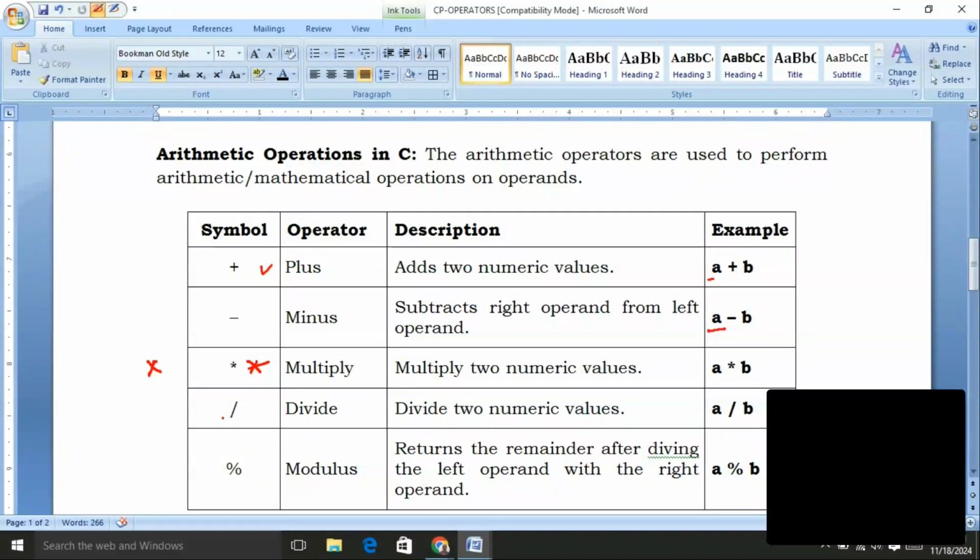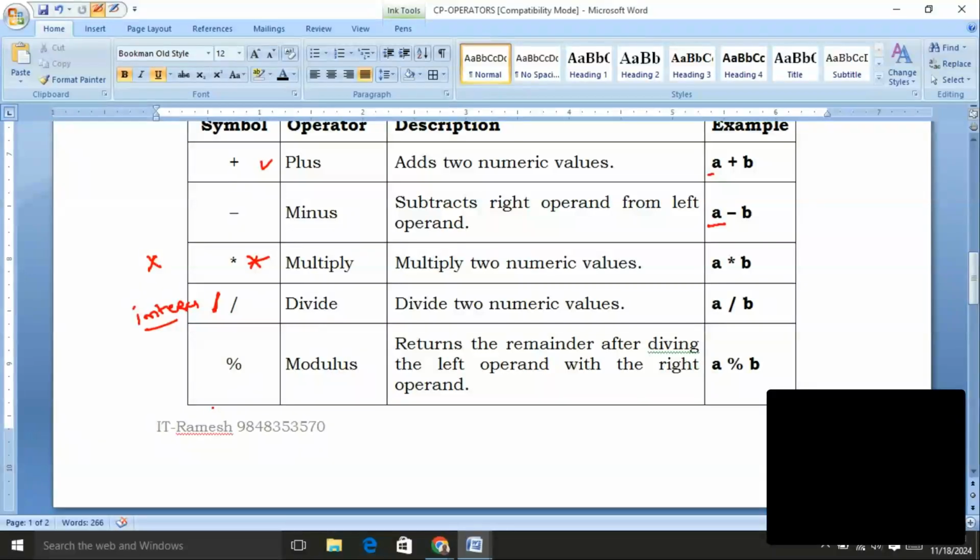This is the integer division. That means this forward slash divides only integer numbers. I will demonstrate it to you. And modulus will give the remainder value. That means 5 modulus 2, the value is 1. That means 5 divided by 2, 2 twos are 4, and 1 is given as the remainder.